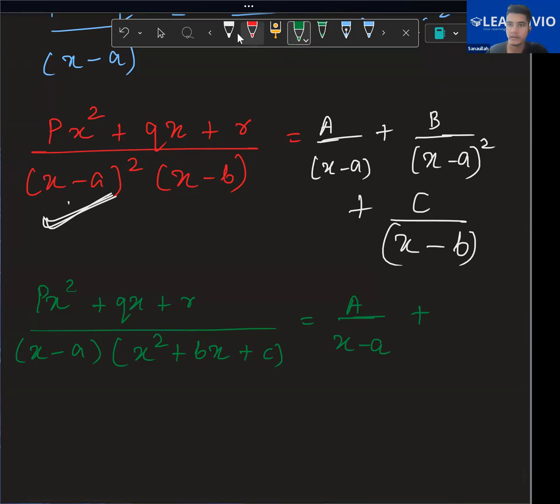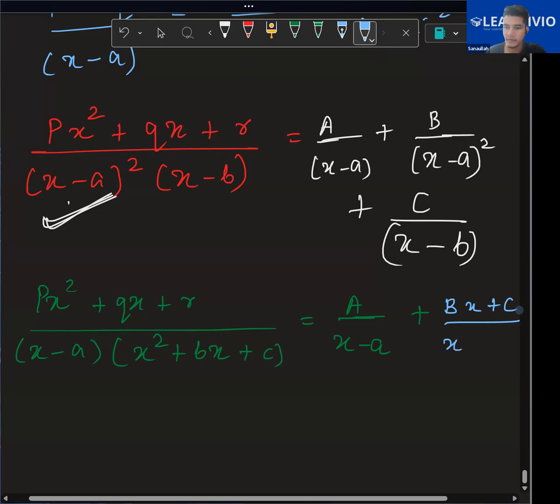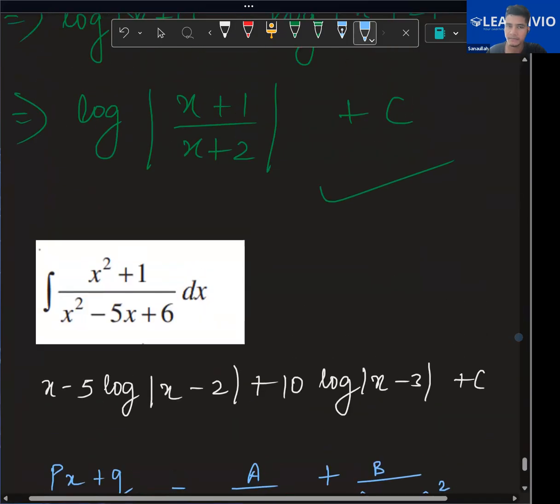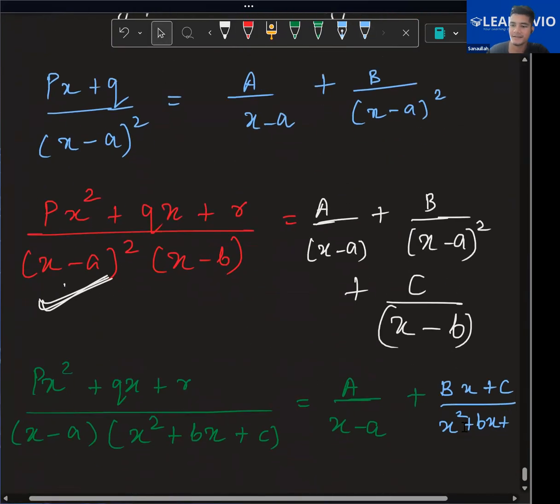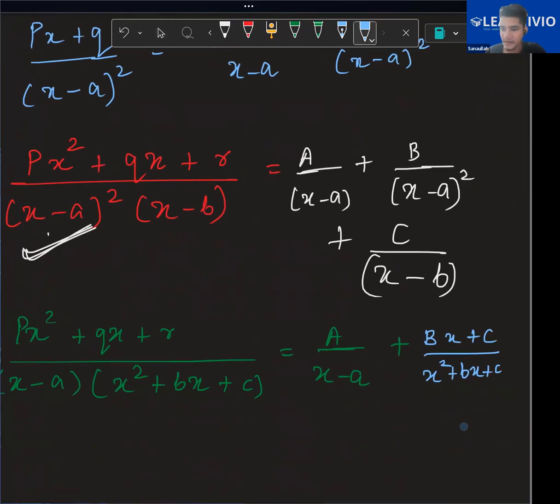over here you have to write a Bx plus C. Bx plus C over x square plus bx plus c. This is capital C, no? This is capital C. This is another constant. And this is constant from your quadratic equation.